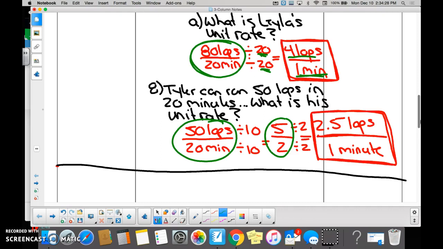So what we did is we said, well, we know we need to get to a unit rate, which means the second number has to be 1. So we know we have to divide by 2. So if we're going to divide the bottom number by 2, we still have to divide the top number by 2. And that gives us what for the laps? 2.5. Any questions?